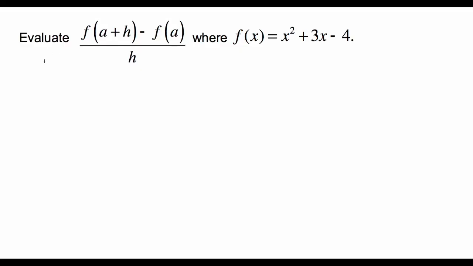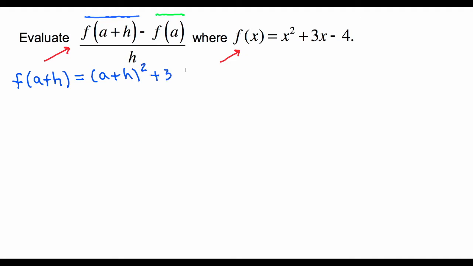We're going to evaluate this difference quotient using this function, f of x is equal to x squared plus 3x minus 4. So the first task is to find f of a plus h. The next task is to find f of a, and then we'll subtract in the numerator and simplify. Let's get going. f of a plus h is found by substituting in a plus h for x in our function. So this would give us a plus h squared plus 3 times a plus h minus 4.